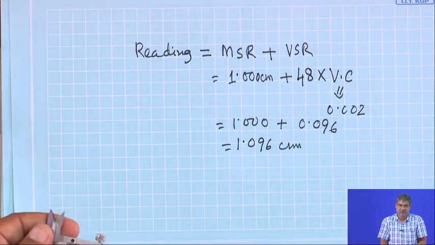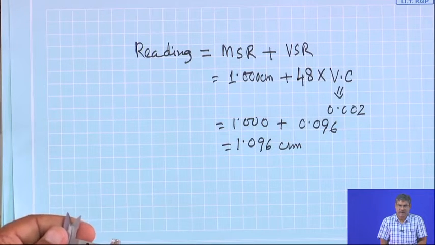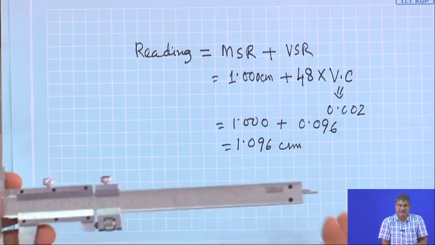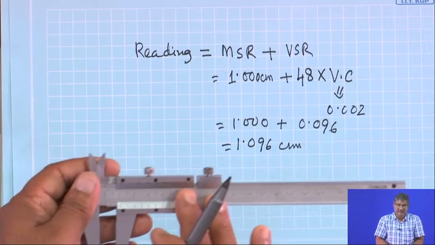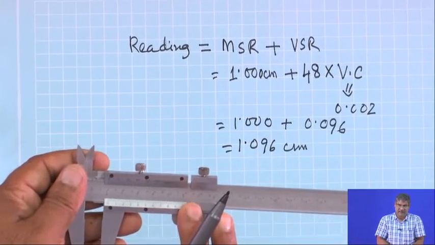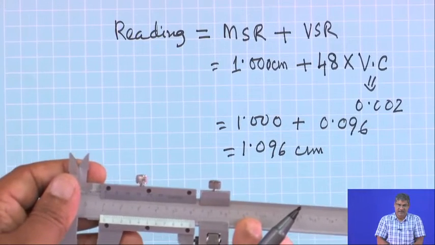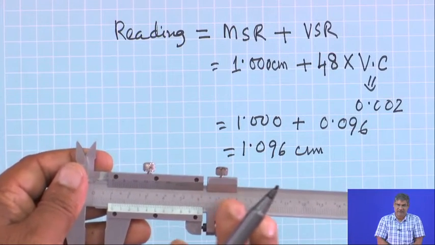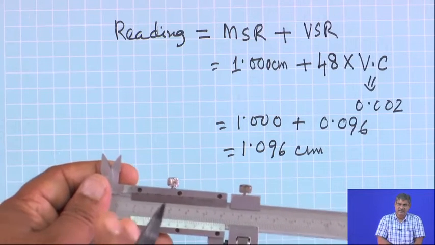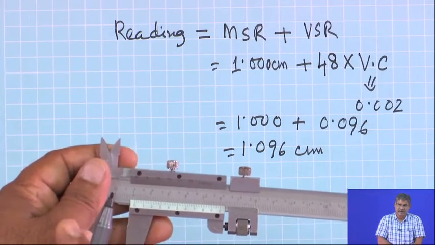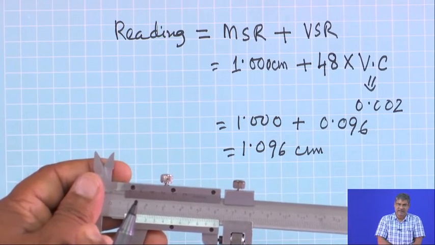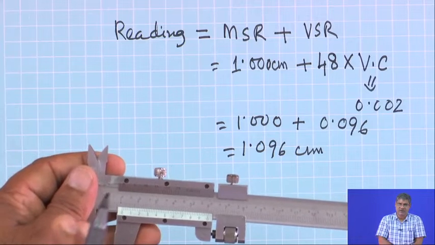Now we have to take care of the zero error. This is the final reading I have got, but what was the initial reading? That is basically the zero reading, right. The zero reading in this case, we are telling, its error is zero.